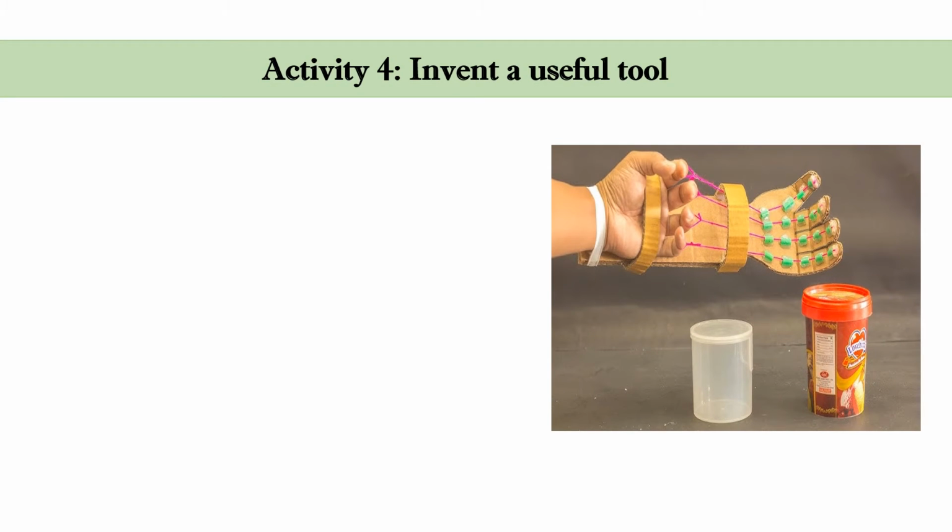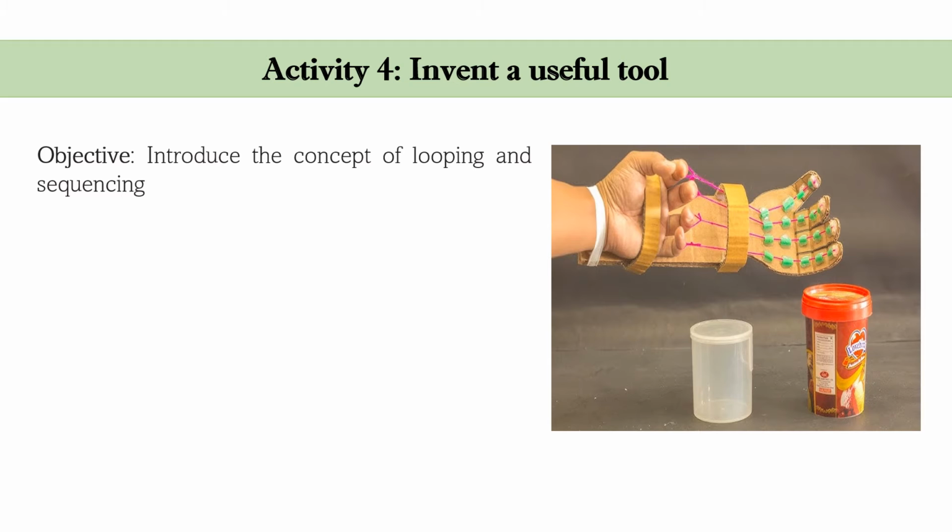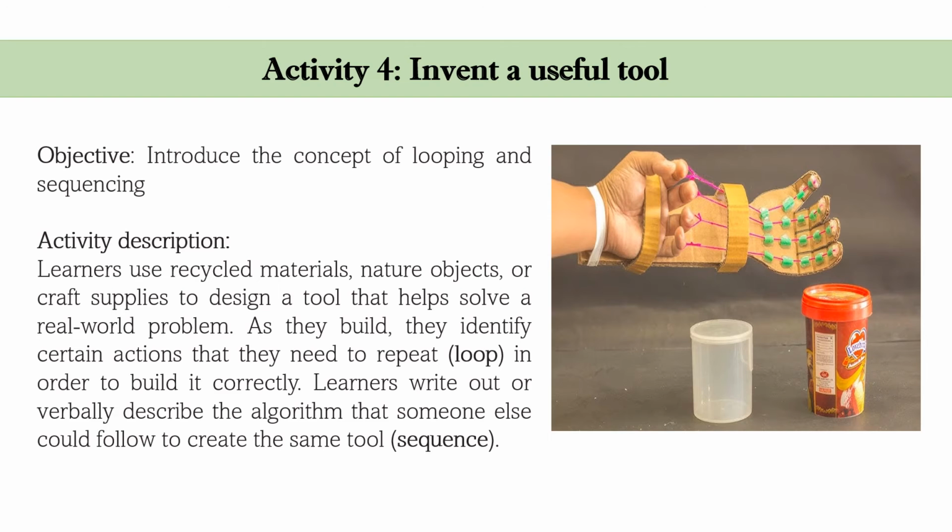For the fourth activity, learners can invent a useful tool. The objective is to introduce the concept of looping and sequencing. For this activity, learners use recycled materials, nature objects, or craft supplies to design a tool that helps solve a real-world problem. As they build, they identify certain actions that they need to repeat in order to build it correctly. Learners write out or verbally describe the algorithm that someone else could follow to create the same tool.